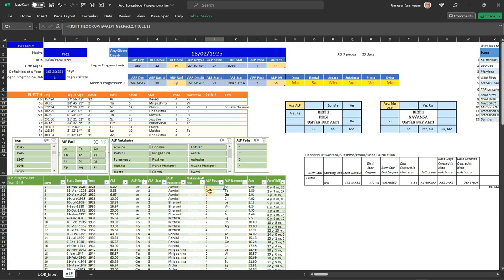And thereon it will progress Pada-wise. So I am tracking basically. It is progressing at this rate. I am tracking it as it moves from one Pada to the next Pada of each star. So this person was born in Revati, on the 13th of June 1924, and it moves to Ashwini first Pada on 18th February 1925.